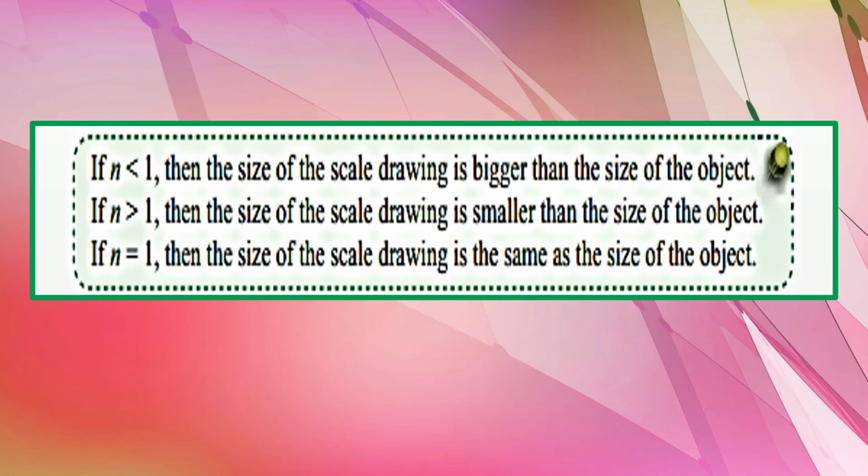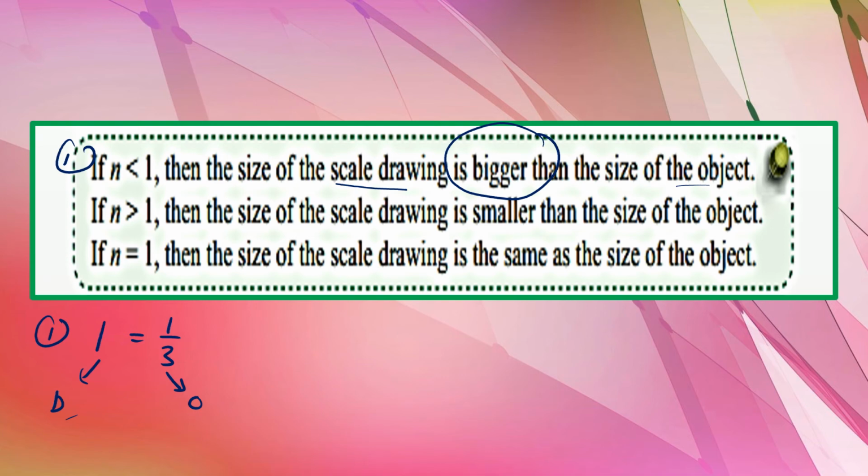So here are the tips. The first one: if n is less than 1, for example 1 over 3, remember this is for the drawing and this is for the object. So the size of the scale drawing is bigger than the size of the object. So the drawing is bigger.